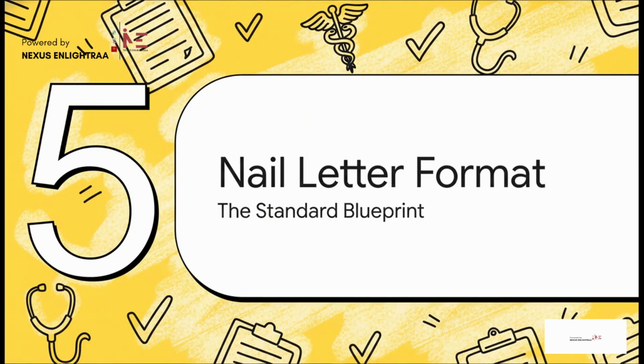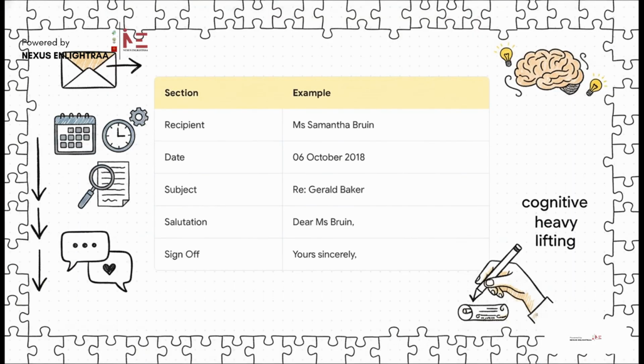And finally, phase 5. Nailing the letter format, the standard blueprint. The OET assesses your ability to present info using an appropriate style, and honestly, getting the layout right is the easiest way to secure those points. If you just memorize the standard layout, you won't waste any valuable exam time stressing about formatting.